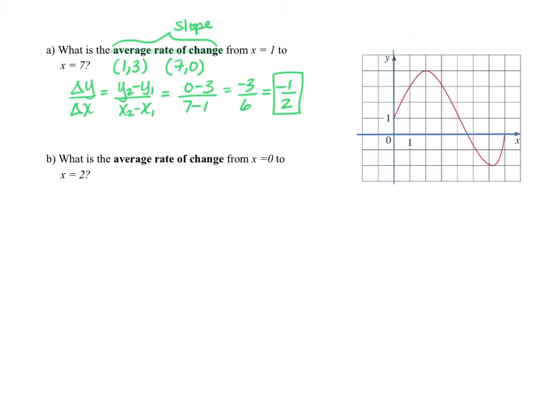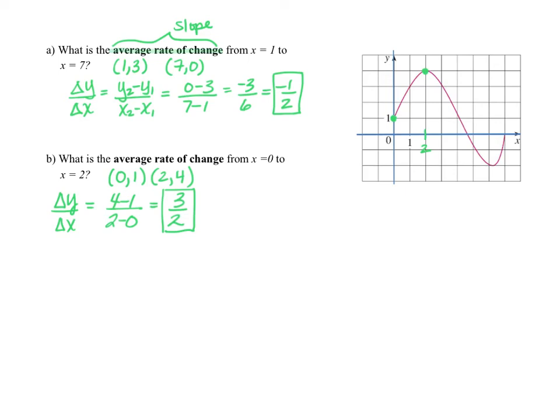So now let's do this one more time, but this time from x equals 0 to x equals 2. So let's first find our 2 coordinates. The first coordinate appears to be 0, comma 1, and the second coordinate is 2, comma 4. So once again, our slope is the change in y divided by the change in x. So that will be 4 minus 1 divided by 2 minus 0, which gives us 3 divided by 2.